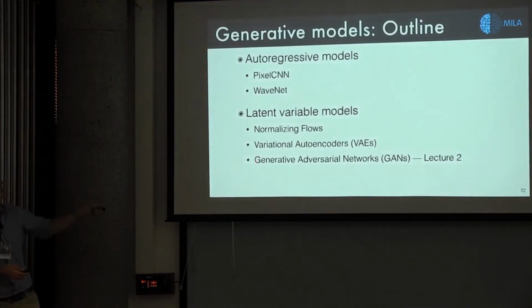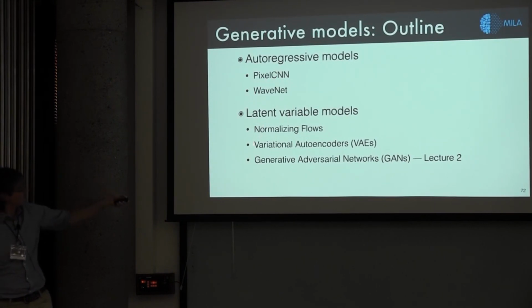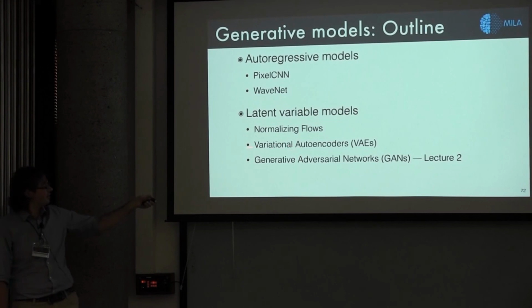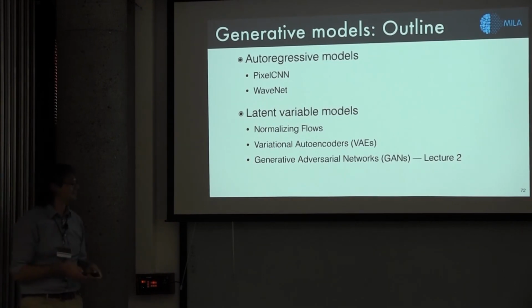So, just an overview of what we covered. We covered autoregressive models: first NADE, then PixelCNN, WaveNet. Then we covered latent variable models, normalizing flows, and variational autoencoders. And tomorrow we're going to maybe slow it down a bit, because we're only going to be talking about generative adversarial networks. All right, thanks.